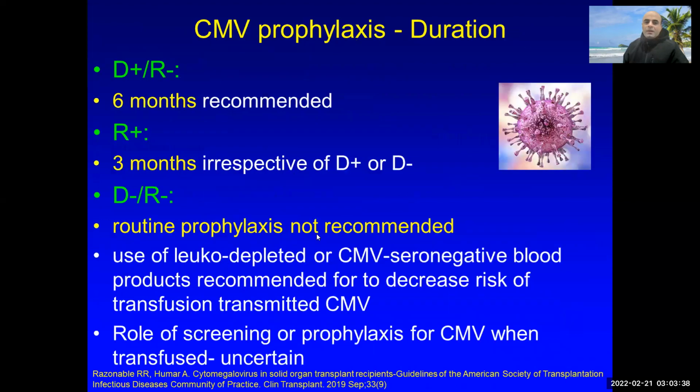And CMV prophylaxis duration, we'll come to the most clinical point here. If donor positive and recipient negative, 6 months is recommended. If recipient positive, 3 months, whatever the donor. If donor positive only and recipient negative, 6 months. Negative, negative: routine prophylaxis is not recommended. Some said you can give acyclovir.